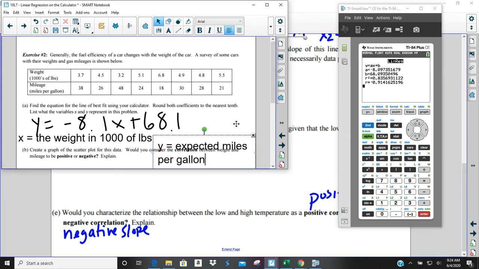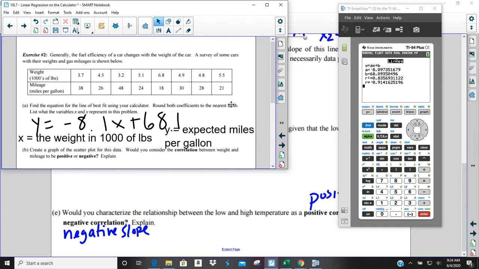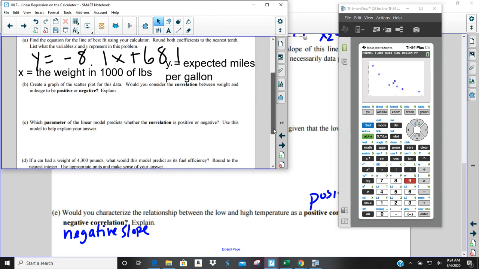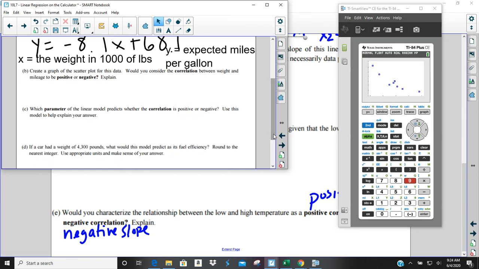Okay. All right. Create a graph of the scatter plot for this data. Would you consider the correlation between weight and mileage to be positive or negative? Explain. So go to second stat plot. Mine's still on, but I'm just going to look at it real quick just to make sure we're good with this. We are on. The type is scatter plot, L1, L2, and I'm going to hit zoom 9. Now it's going to take the data that I just had, and I'm going to change it to the miles and the weight.